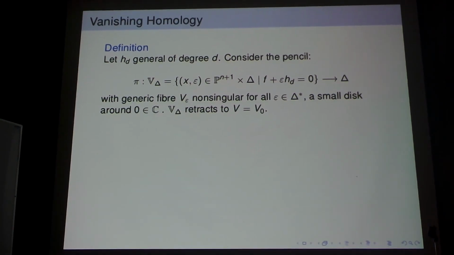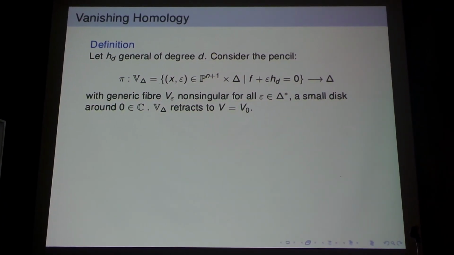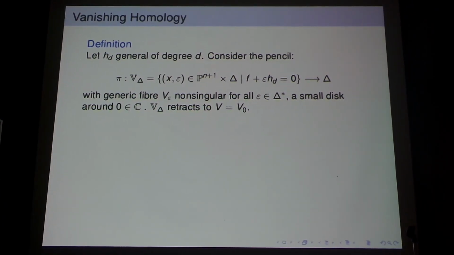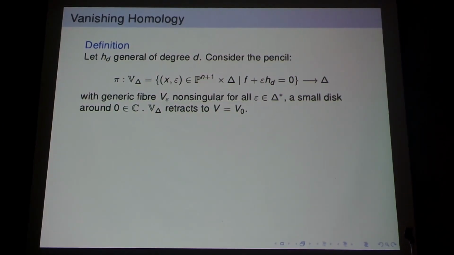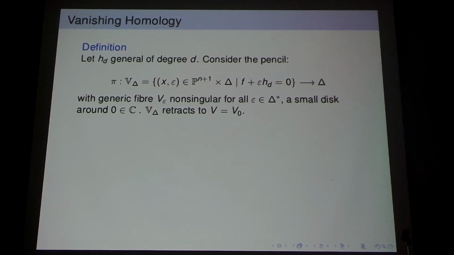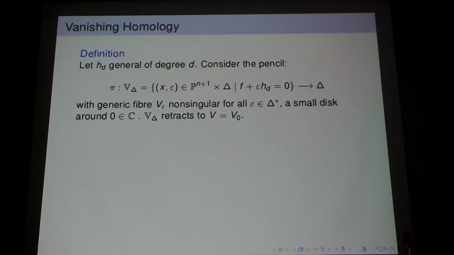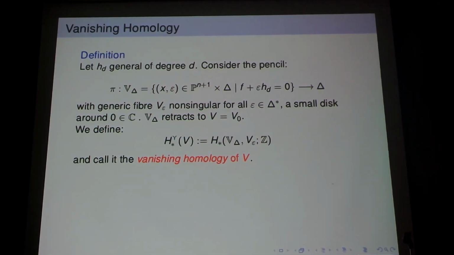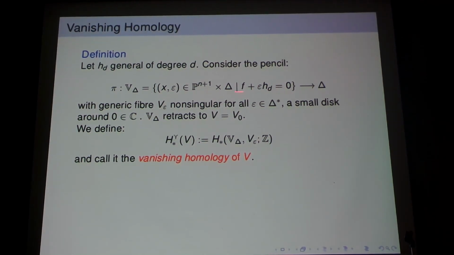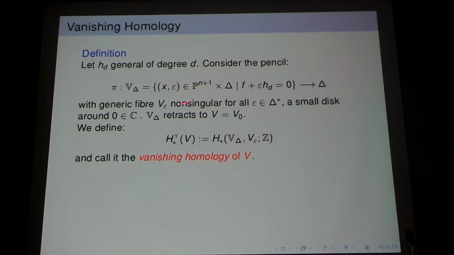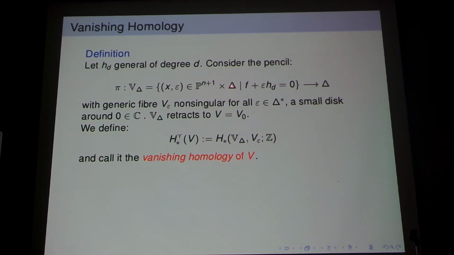Okay, now we go to the definition of vanishing homology. What I do is I start with a projective hypersurface given by the equation f equal to 0. And I take a generic smooth hypersurface of degree d, and I make a perturbation f plus epsilon d equals 0. So this is a family of hypersurfaces. And I put this in the total space P^{n+1} cross a small disk. And the epsilon is living in the small disk.